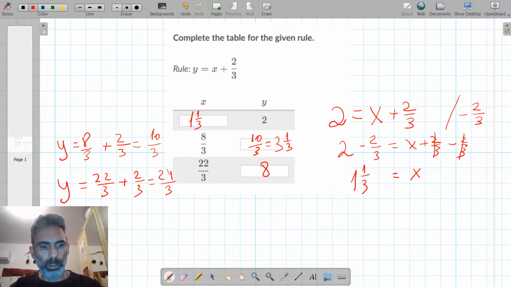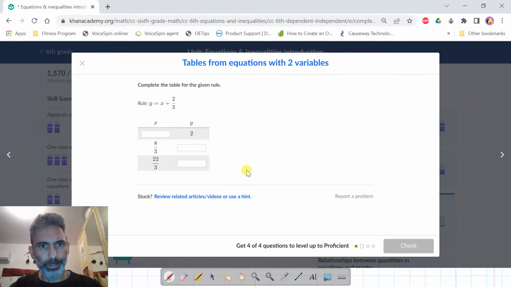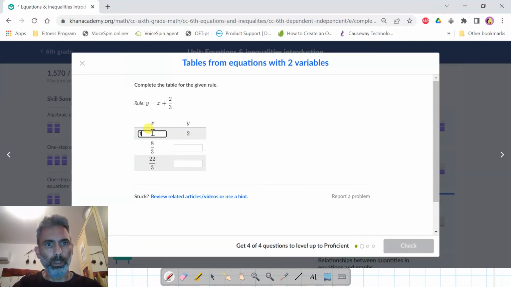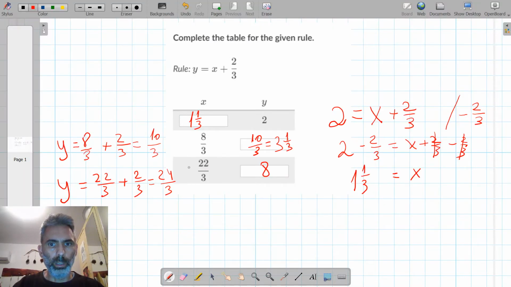So here the x is only 1 and 1/3. Here the y is 3 and 1/3. Here the y is 8.